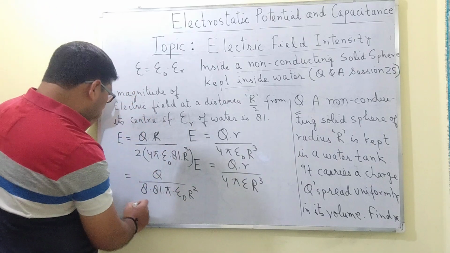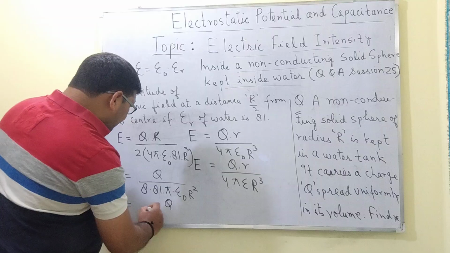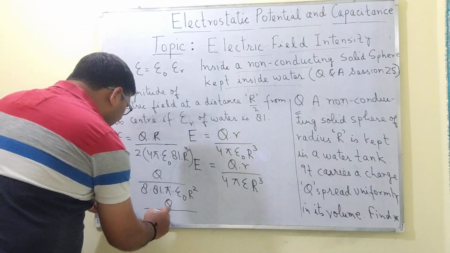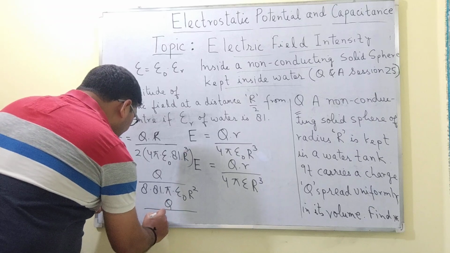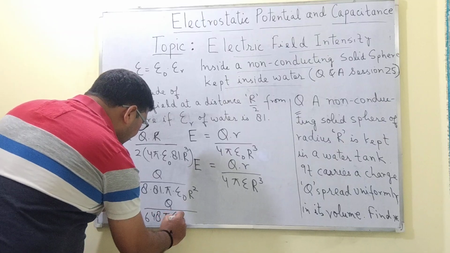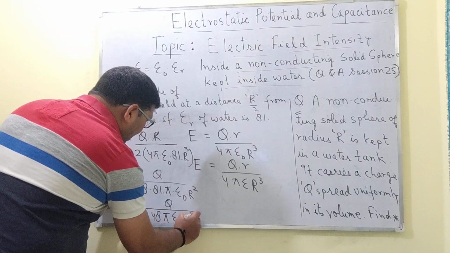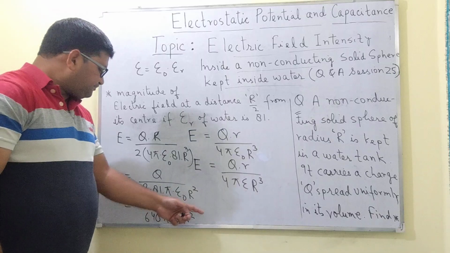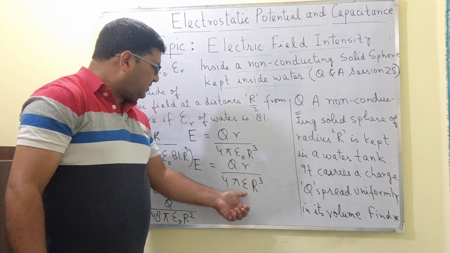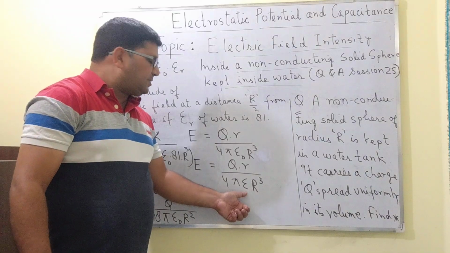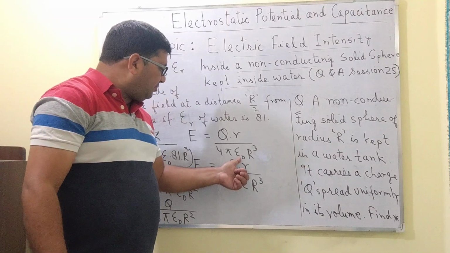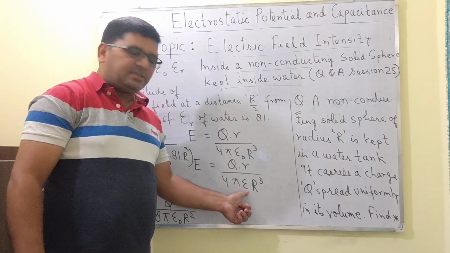So the intensity of the electric field at a distance R by 2 from the center of the solid sphere will be equal to Q divided by 648 pi epsilon naught R square. The most important thing to remember here is that when the medium is other than air or free space, then this epsilon naught will be replaced by the permittivity of that medium.